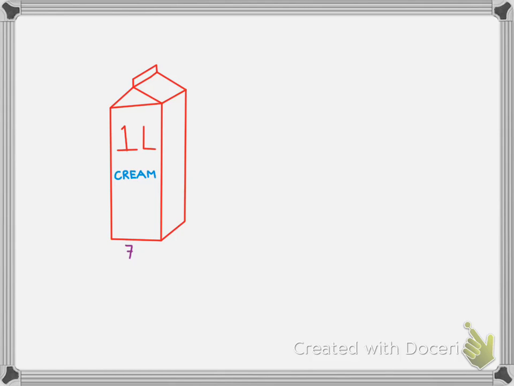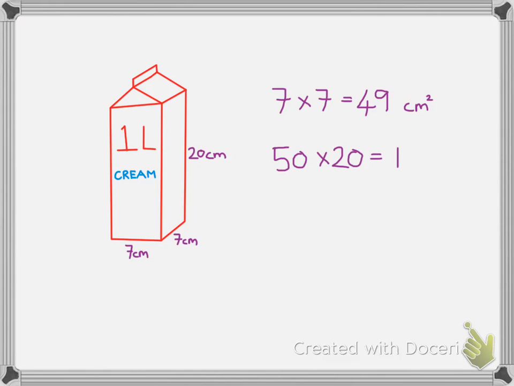Now typically these cartons measure 7 by 7 centimetres at the base, by 20 centimetres in height. This is a very rough measurement, but if I multiply 7 by 7, you know the answer, 49. And this 49 is roughly 50, because remember I said the measurements were rough, and 50 multiplied by 20, the volume of this container is 1,000 centimetres cubed.